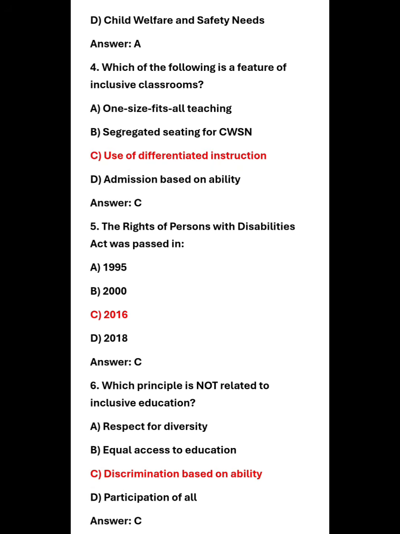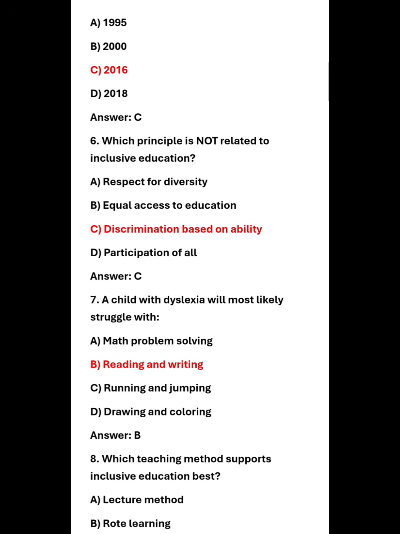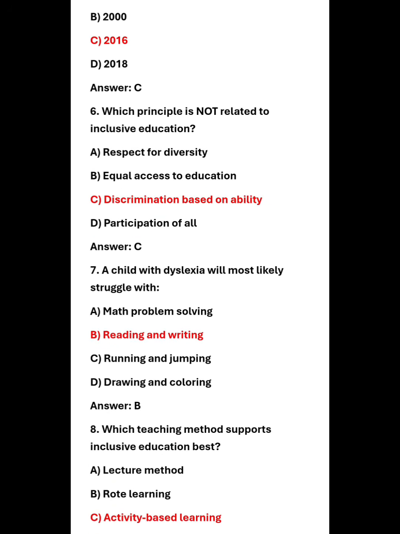Number 5, important. The Right of Persons with Disabilities Act was passed in a year. Question number 6: which principle is not related to inclusive education? The answer is number C, discrimination based on ability.